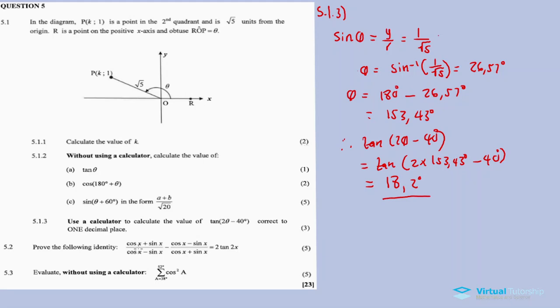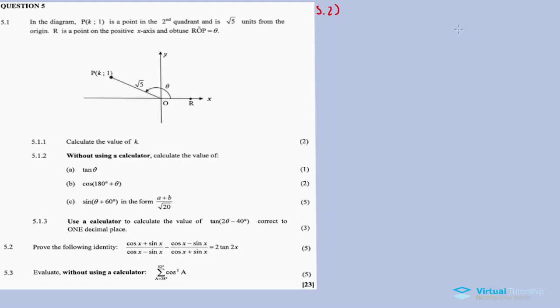5.2, I need to erase. Alright, but anyway, 5.2, we need to prove this identity. So we take the left hand side and prove that it's equal to the right hand side. So we need to simplify the left hand side. So 5.2, here's the identity together.